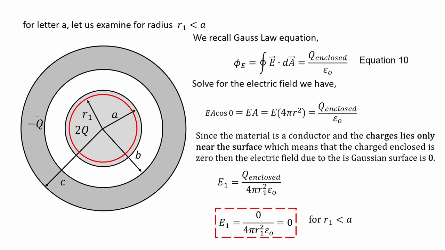For letter A, let us examine for radius r1 less than a. We recall Gauss' law as shown in equation 10. Since the material is a conductor and the charges lie only near the surface, which means that the charge enclosed is 0, then the electric field due to the Gaussian surface is 0.